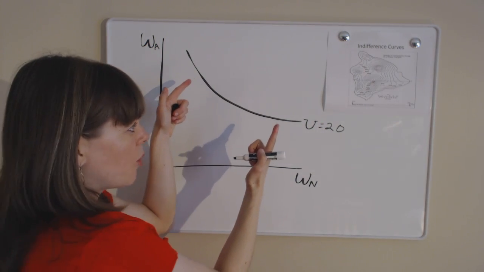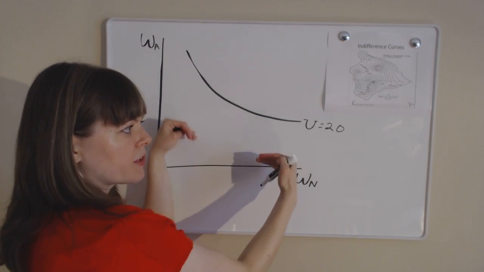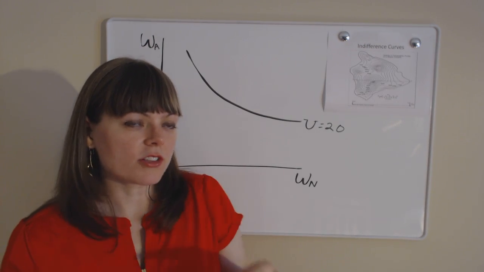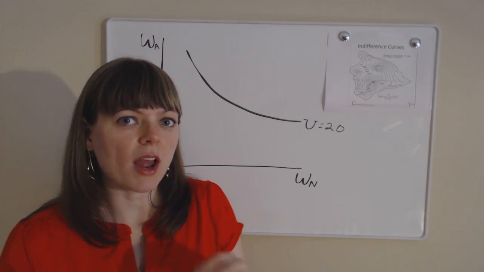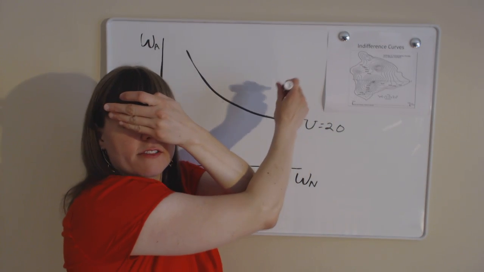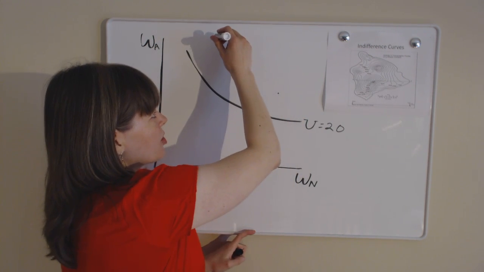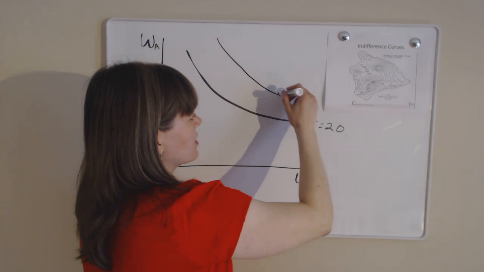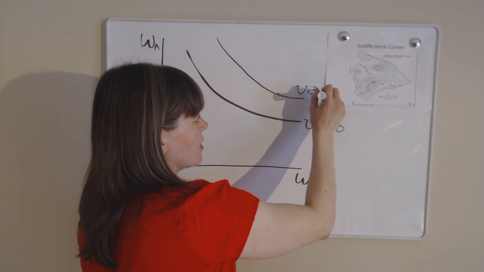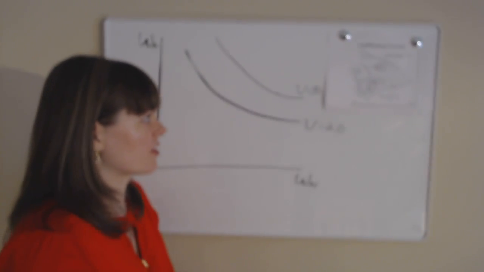Meaning every point above this curve gives you more utility than 20, and every point below this curve gives you less utility than 20. We also remind ourselves that there's an indifference curve through every single point on this graph. So if I choose a random point on the graph, I know that this person has an indifference curve through that point with some amount of utility associated with it. So maybe utility equals 35 associated with that point. And that's true of every single point on the graph.